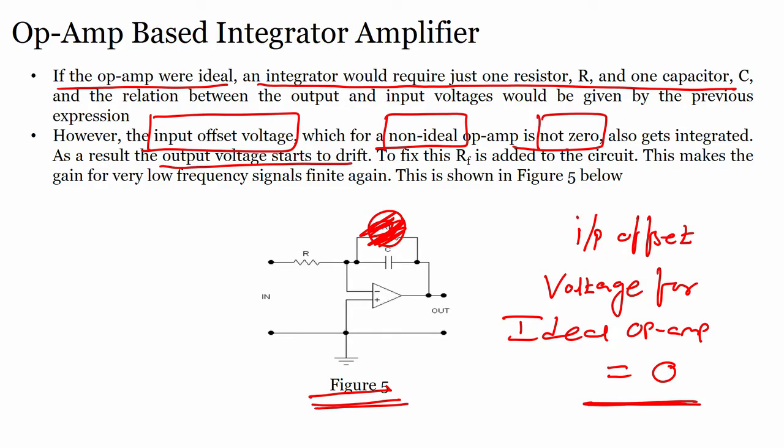So, when your output voltage starts to drift, how to fix this drift? We can fix this drift by adding a resistor RF across the capacitor, all right. This makes the gain for very low frequency signals finite, and thus it will help to reduce the drift. This is the case of a practical operational amplifier used as an integrator, all right. So, remember this. We will perform the experiments, so remember what we have discussed for the integrator, all right.